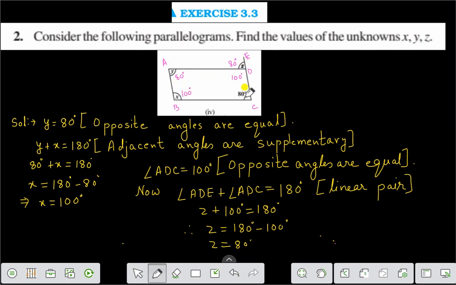And this angle ADC is the opposite angle of X. See, this is 100 degree. This is also 100 degree because in a parallelogram, opposite angles are equal. Now you see this one, angle ADE, which is Z. This is a linear pair. Angle ADE plus angle ADC is equal to 180 degree because this is a linear pair. Since the value of this is 100, therefore the value of Z is equal to 80 degree. Right?